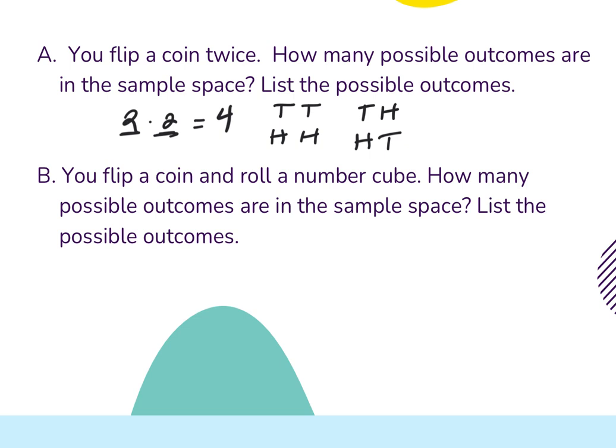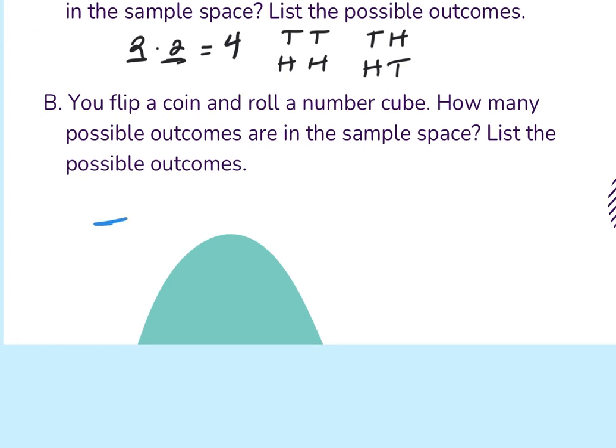Go to the next one. If you flip a coin and you roll a number cube, how many possible outcomes are there? And then list the possible outcomes. So think about the how many first. If you're flipping a coin, this would be the first spot. And then you're rolling a number cube, that's the second spot. How many outcomes are there in the coin? 2. How many on a number cube? 6. So the possible number of outcomes here is what? 12. Now we have to figure out what they are.